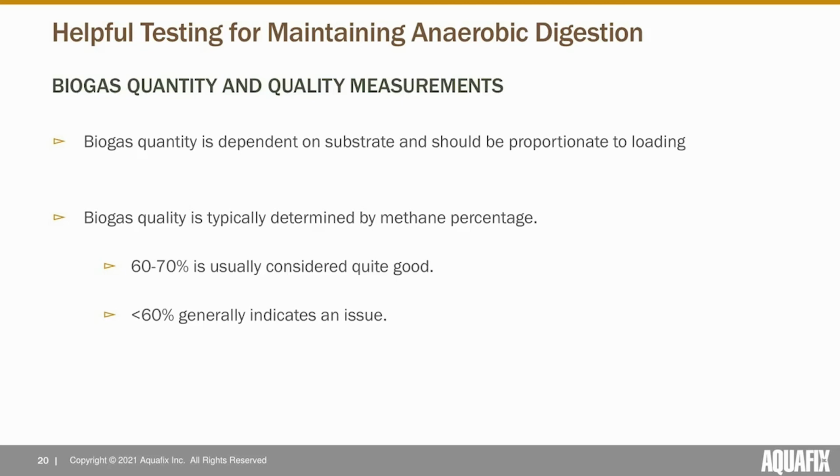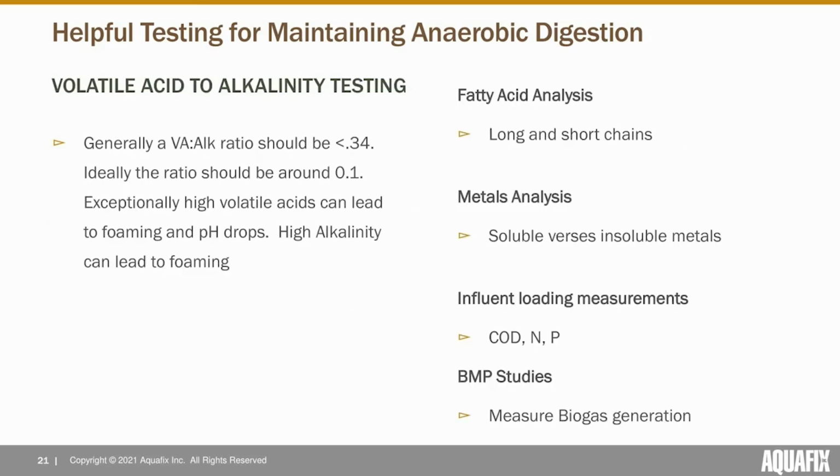And keep an eye on this because this is a really sensitive indicator to a problem in your anaerobic digester. So if you start to see this deteriorate, it might be a good time to start adding something like bicarbonate to your system in order to stabilize the pH a little bit before you see the pH begin to drop off in your system. Volatile acid to alkalinity testing is also a nice sensitive indicator for an upset in your anaerobic digester. Typically, the ratio should be below 0.34 parts volatile acid to alkalinity.